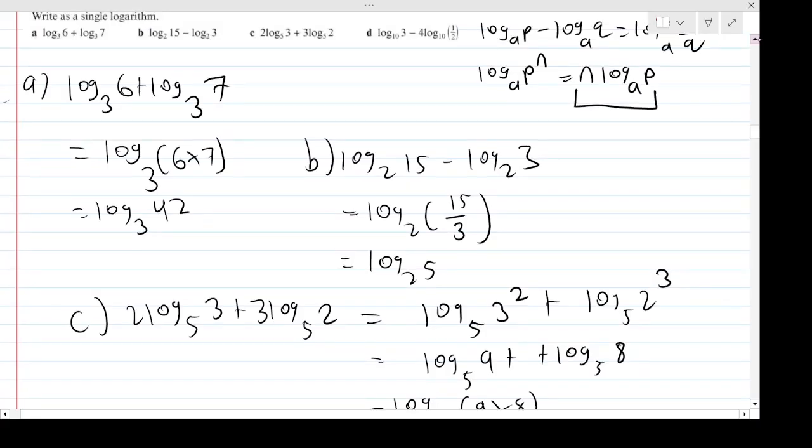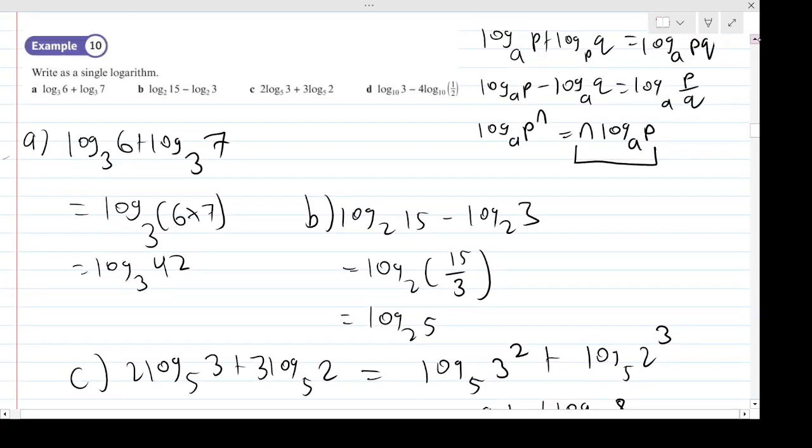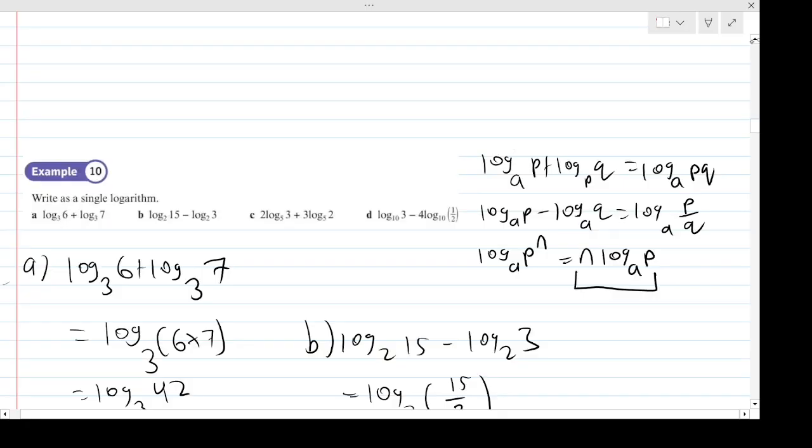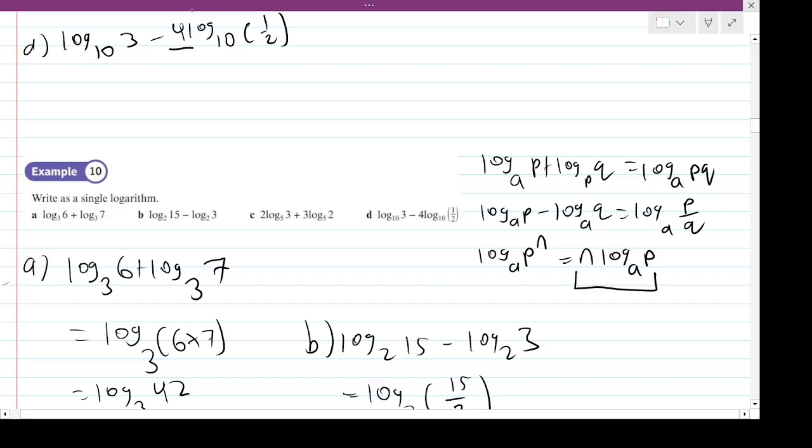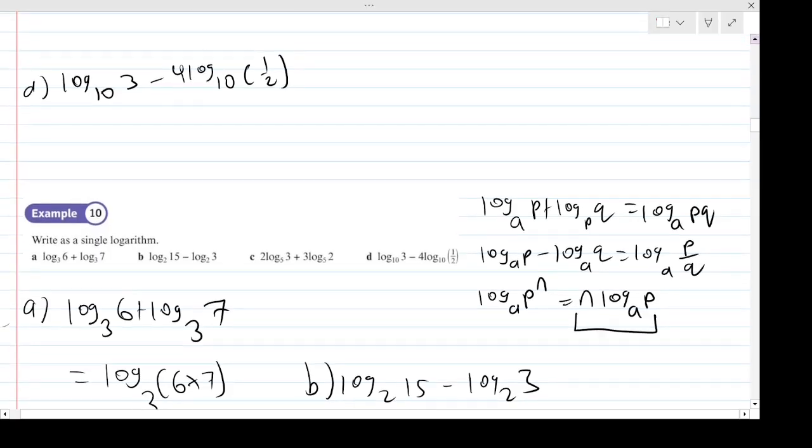Part D, we need to find log 10 of 3 take away 4 log 10 of a half. Firstly, log 10 of 3 is fine, there's no number in the front. But there's a number here, minus 4. This 4 is a problem. I need to get rid of the coefficient. So how can I do that? Again, I could bring that power inside the log.